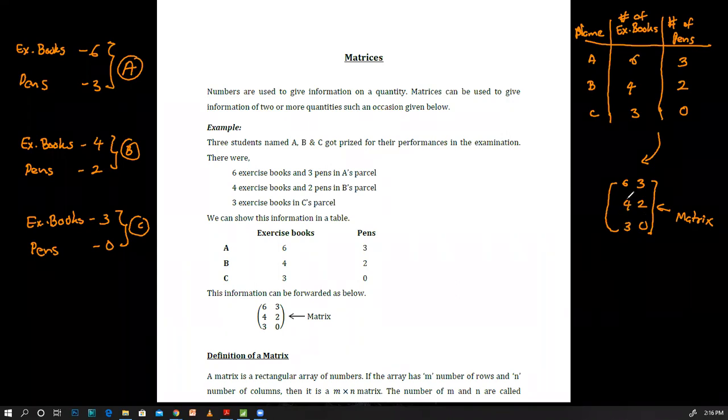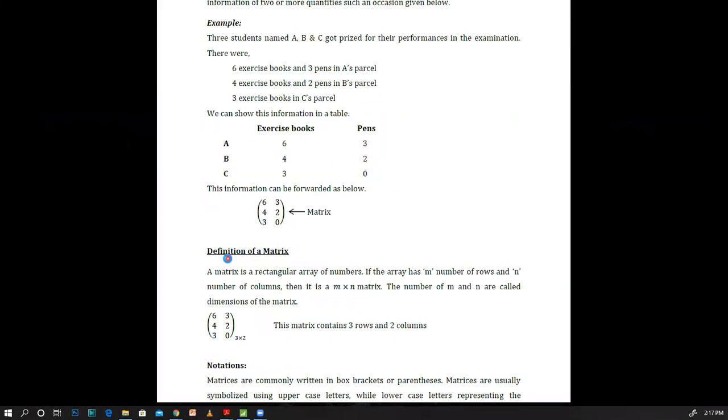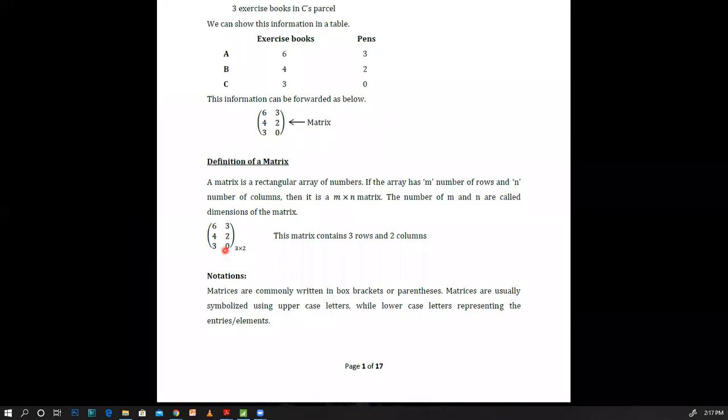Now, I hope that you have got a brief idea regarding what a matrix is, and therefore we will move on to the definition of a matrix now. Definition of a matrix: a matrix is a rectangular array of numbers. If the array has m number of rows and n number of columns.